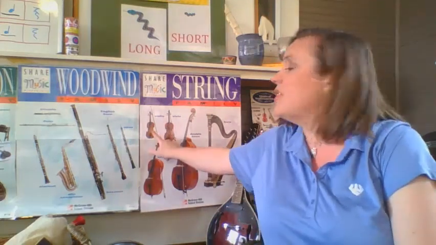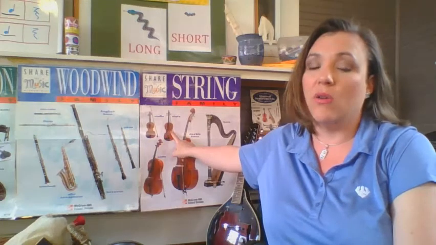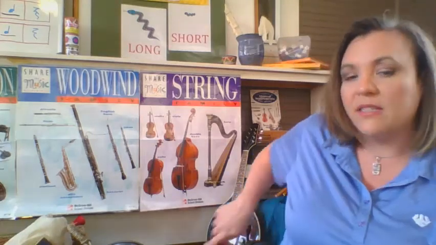The fourth and the last family in the orchestra is the string family. The string family in the orchestra consists of the violin, its little bigger cousin viola, the cello, the string bass, also called the double bass, and the harp. There are many other stringed instruments in the world. We think of guitar, a mandolin, a dulcimer, an autoharp. There's lots of other instruments that have strings.